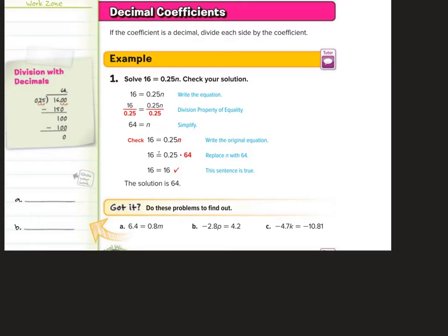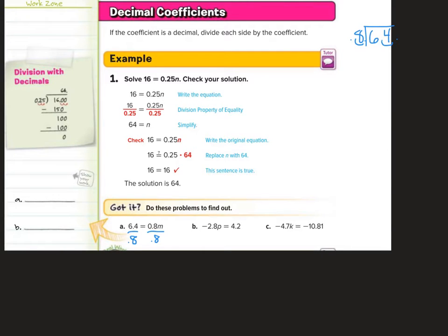6 4/10 equals 8/10 times m. Notice that the coefficient is a decimal, so I need to divide by the coefficient on both sides of the equation using the division property of equality. I have to figure out what 6 4/10 divided by 8/10 is on the side. Notice that it gives us a division hint on the left side of the screen, division with decimals. Remember that when we move the decimal for the divisor, we have to move it for the dividend. The divisor is the number outside the house, and the dividend is the number inside the house.